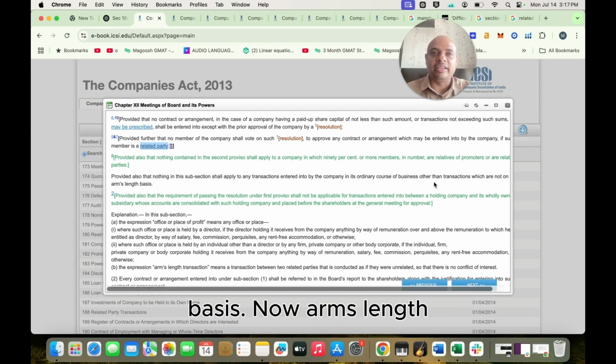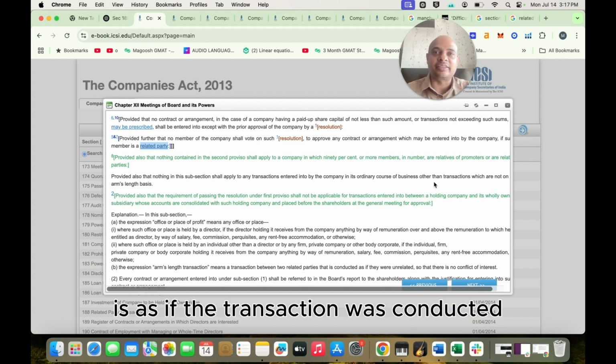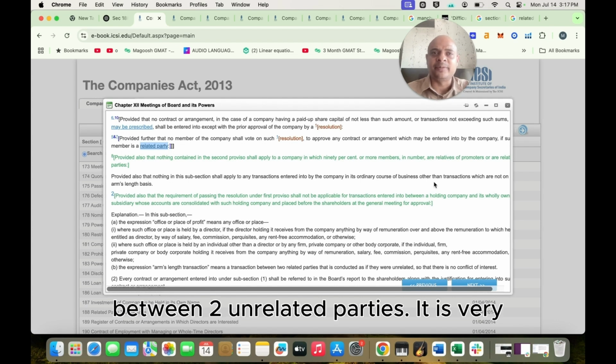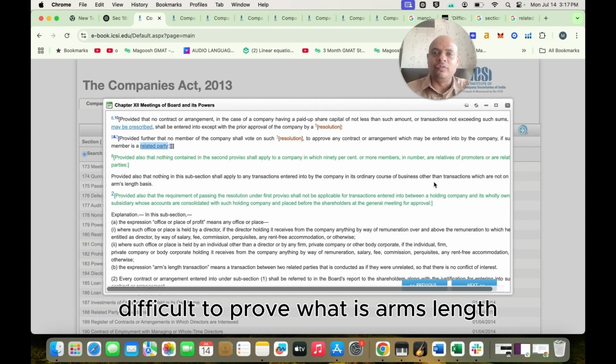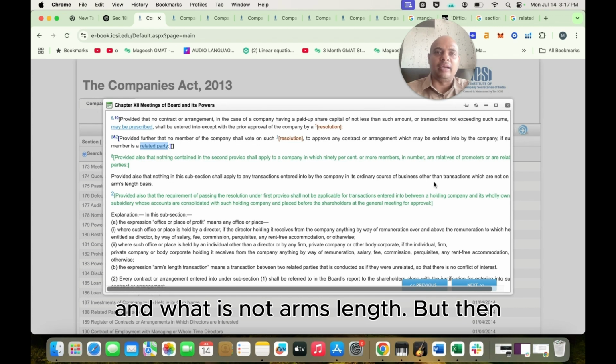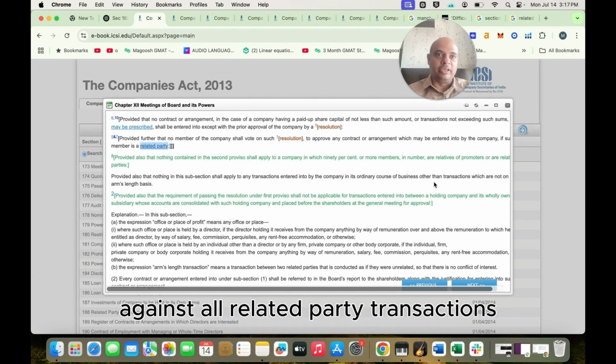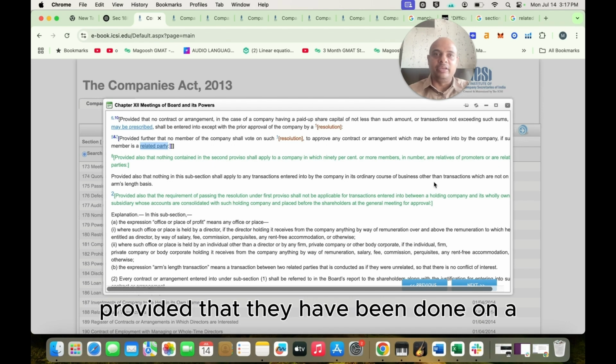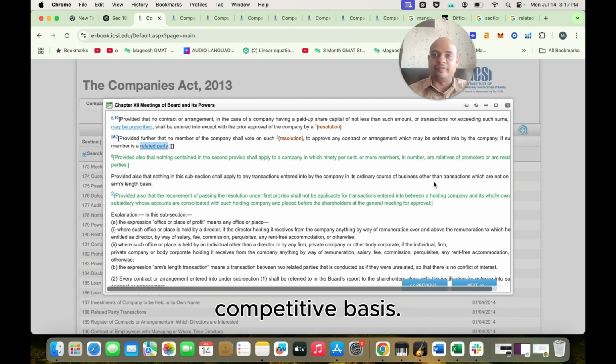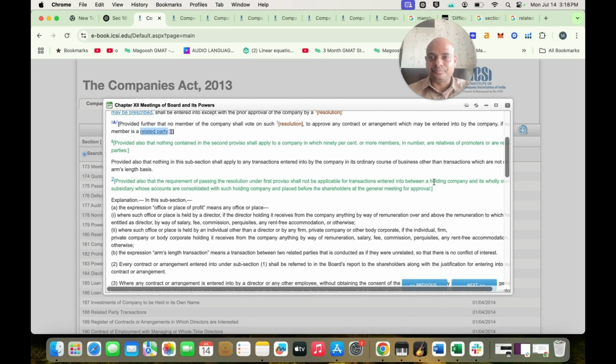Now, arm's length is as if the transaction was conducted between two unrelated parties. It's very difficult to prove what is arm's length and what is not arm's length, but then this is the law. So you kind of see how the law is not against all related party transactions, provided that they've been done on a competitive basis.